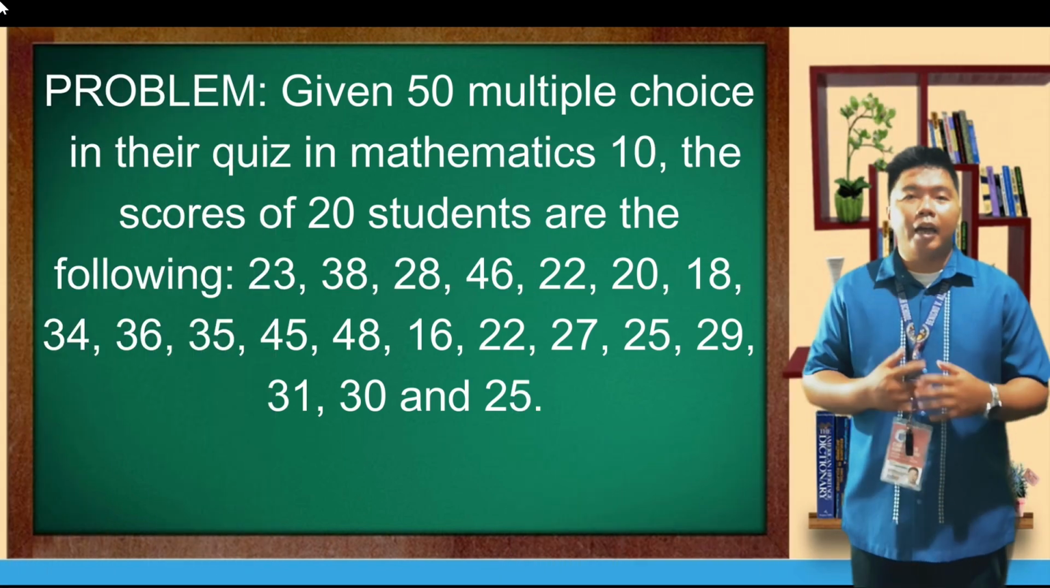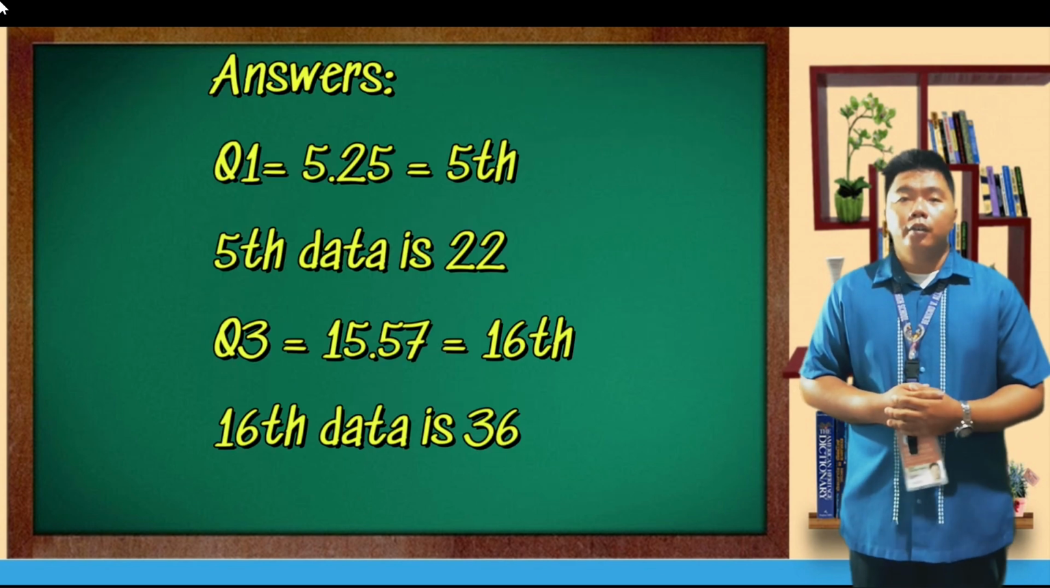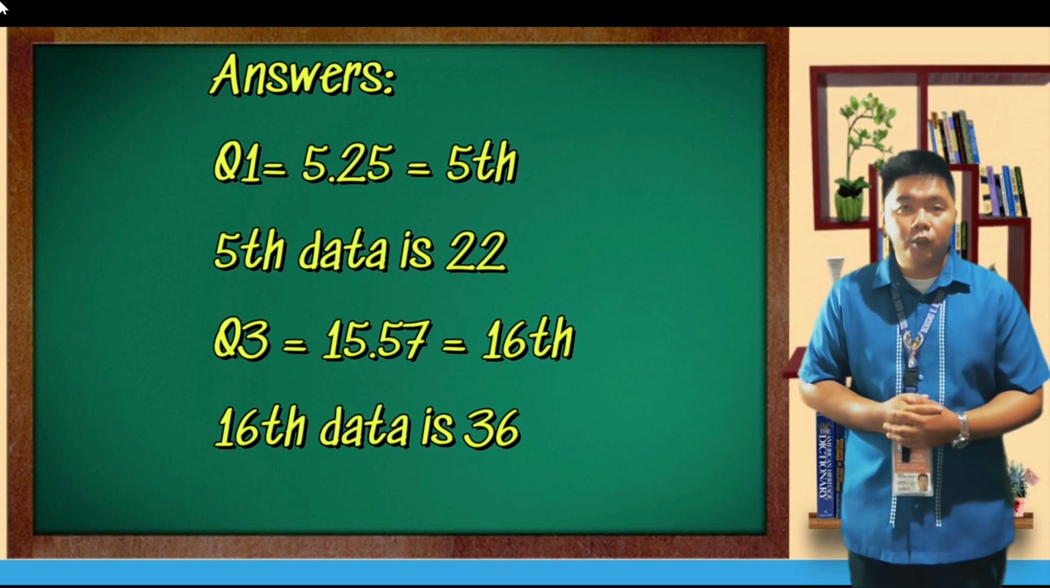Okay, learners, time is up. Let's check your answer. So for the first quartile, the answer is equal to 5.25, which will be rounded down into 5. So that means your first quartile is at the 5th position from the given data. So the 5th data is 22. So our first quartile is at the score of 22.